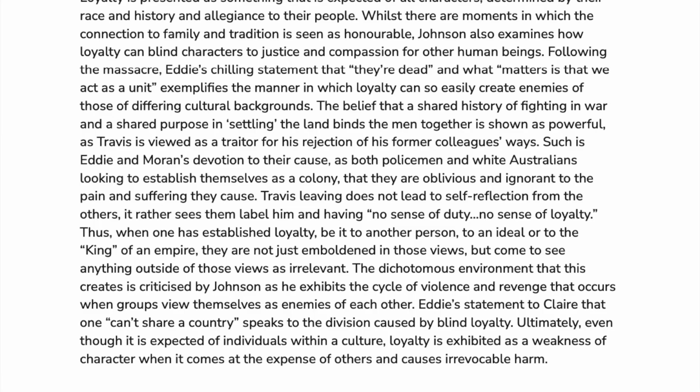The dichotomous environment that this creates, now that's a nice little fancy way of putting it. Dichotomous just meaning that there are two distinct things. If we have a dichotomy, it means that there are two clear things, places, people, whatever it might be. A dichotomy is where we have very clearly split into two. So a dichotomous environment that this creates is criticised by Johnson.